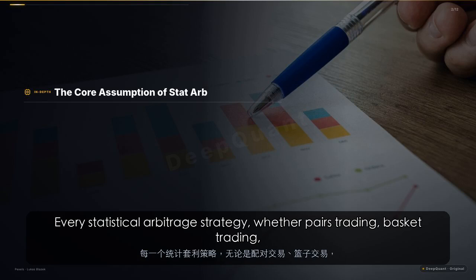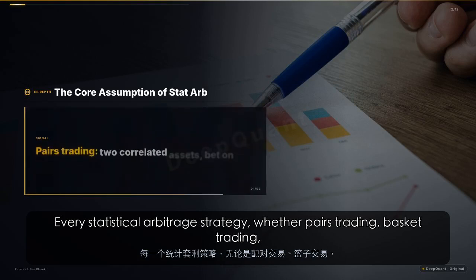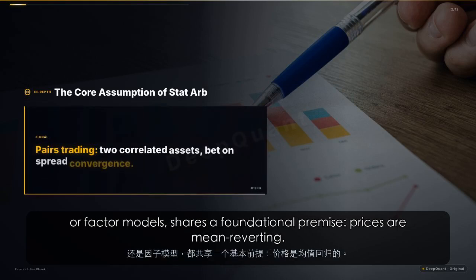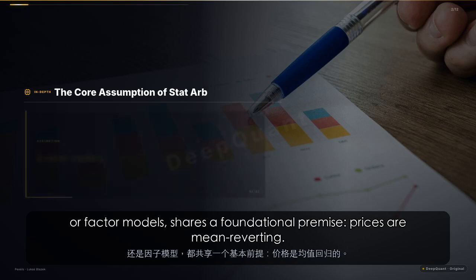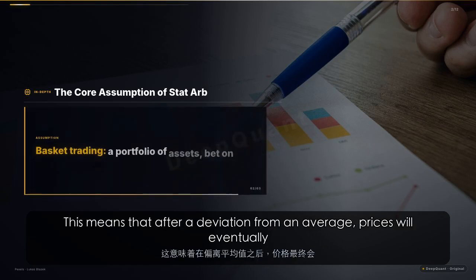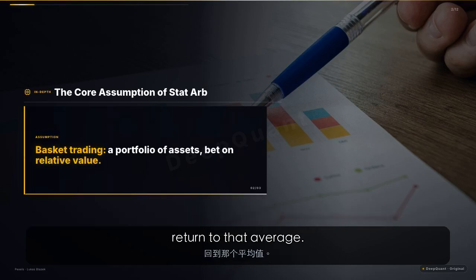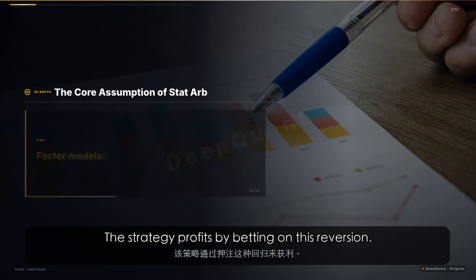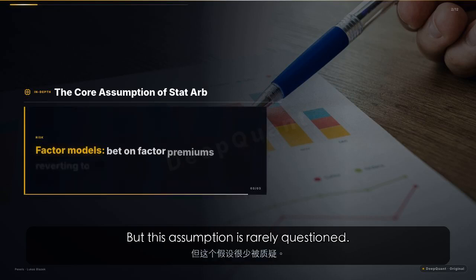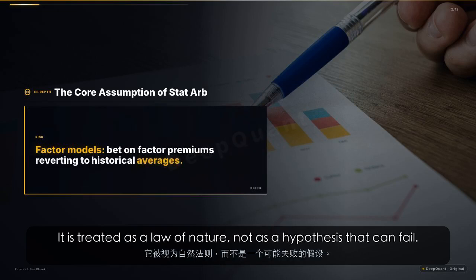Every statistical arbitrage strategy, whether pairs trading, basket trading, or factor models, shares a foundational premise: prices are mean reverting. This means that after a deviation from an average, prices will eventually return to that average. The strategy profits by betting on this reversion. But this assumption is rarely questioned. It is treated as a law of nature, not as a hypothesis that can fail.